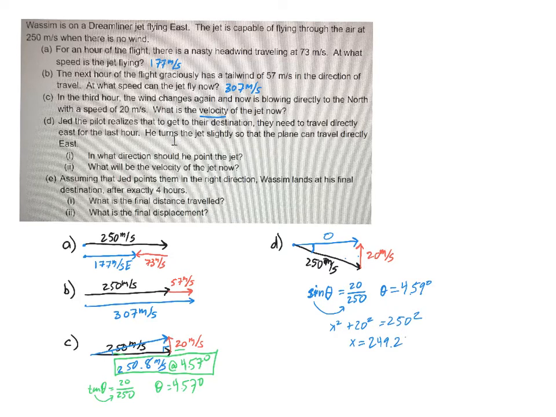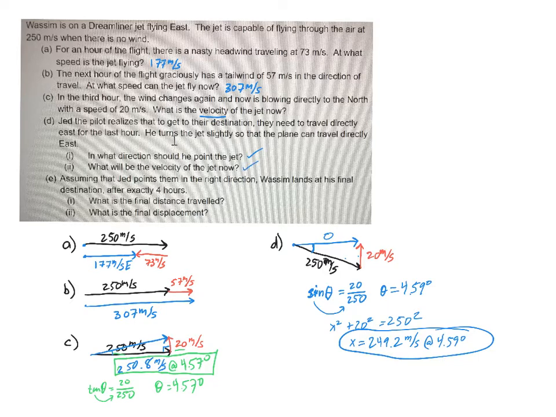249.2 meters per second. So not that big of a difference, 249, okay, which is why airplanes aren't affected too much by crosswinds. They just have to turn a little bit, and it doesn't affect their velocity too much. All right, so we then have our velocity, 249.2, at 4.59 degrees.